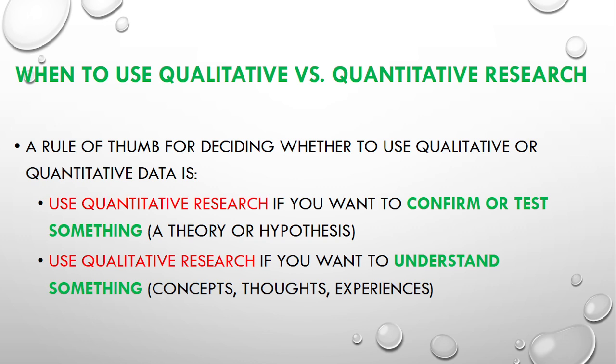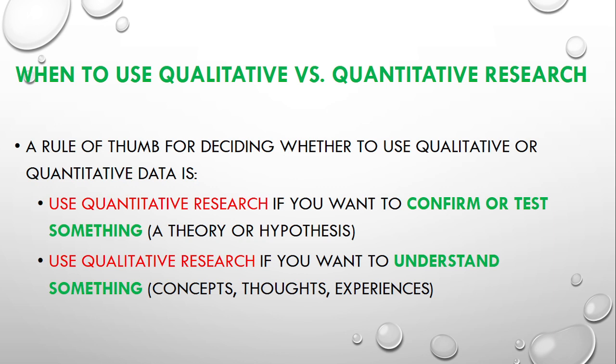So as you can see here, a rule of thumb for deciding whether to use qualitative or quantitative data is one. Actually, there are two. Number one, you need to only use quantitative research if you want to confirm or test something, right? So it's a theory or hypothesis here. So if you need to confirm or test something, use quantitative research. If you want to understand something, use qualitative research.